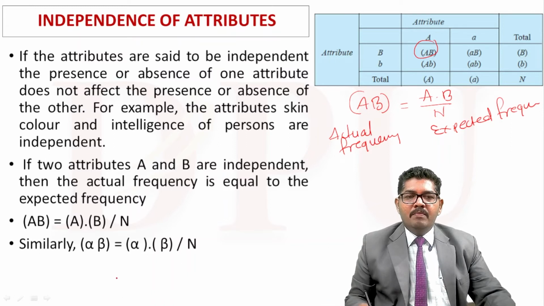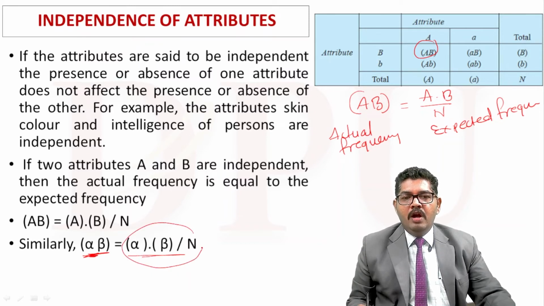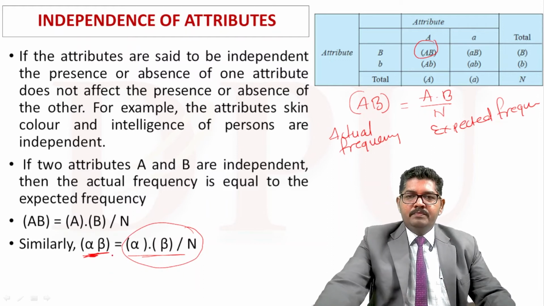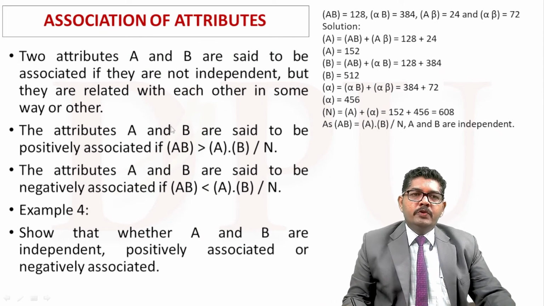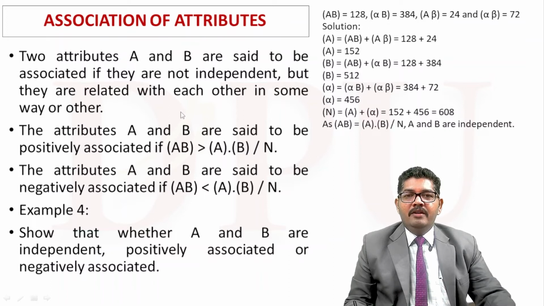We have one more example here. On the left hand side we have alpha beta, that is the absence of both attributes, and this is the actual frequency. We can calculate the expected frequency also by this particular value, and we can judge if the attributes are independent or not. Association of attributes: two attributes A and B are said to be associated if they are not independent. So it is quite obvious.